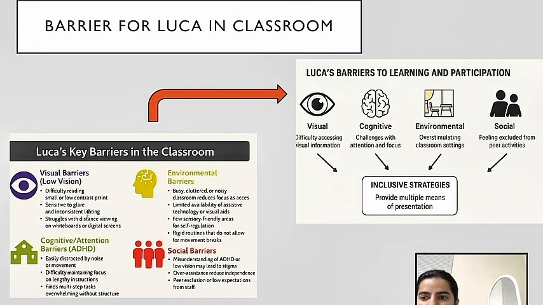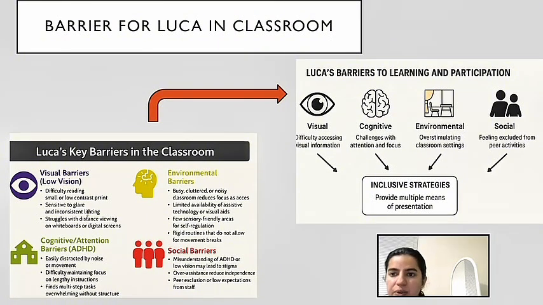Luca experiences multiple barriers in learning: visual, cognitive, environmental, and social. His low vision affects access to visual information, while ADHD impacts attention and organization. Overstimulating environments and misunderstanding from peers or staff further limit participation. Removing these barriers enables Luca to learn, belong, and thrive inclusively. In the classroom, Luca might face barriers that affect his learning and participation. Visual barriers include difficulty reading small or low contrast text, while noisy cluttered environments and rigid routines restrict focus, and misunderstanding his needs can lead to social exclusion.